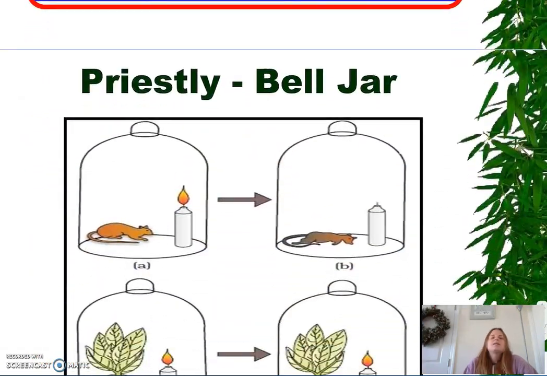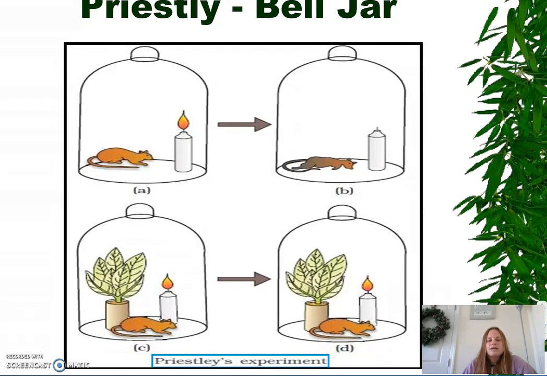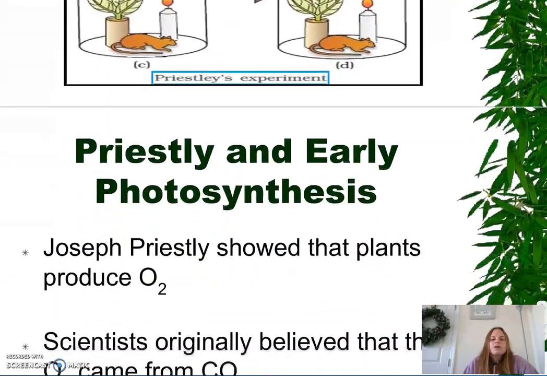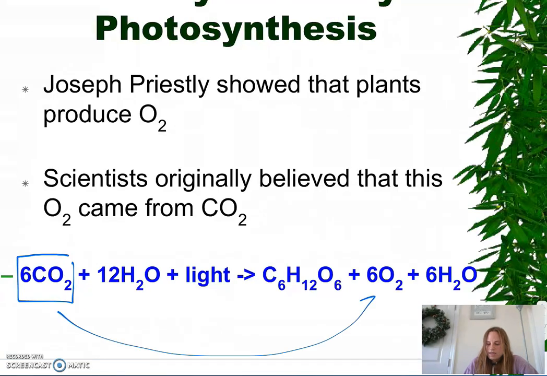So Joseph Priestley did an experiment with a bell jar. He took a candle and a mouse, put it underneath a bell jar, is what it's called, that essentially forms a vacuum. Both the mouse and the candle died. Then he put a mint plant in with the mouse and the candle, and the mouse lived and the candle stayed lit. This provided evidence for the fact that plants produce oxygen, but scientists still didn't know where this oxygen comes from. So Joseph Priestley showed that plants produce oxygen. Scientists originally believed that this oxygen came from carbon dioxide.